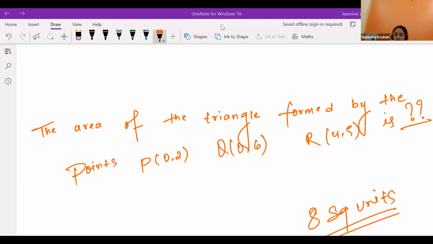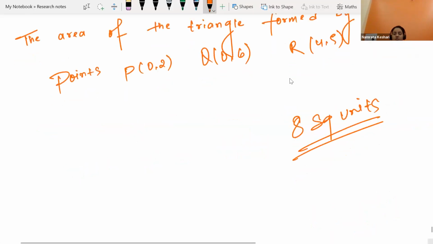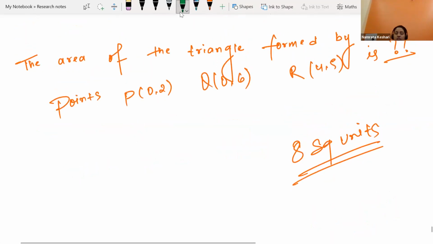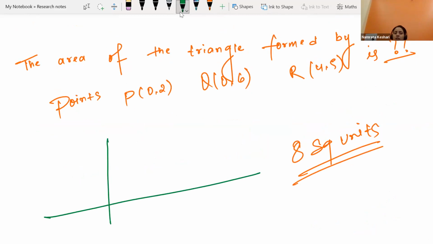Okay, let's discuss it. Are you done, Sazia and Safia? What will be the area? 8 square units, that's what Tejas said. It says the area of a triangle formed by these 3 points. One of the points is (0, 2), x is 0 and y is 2. Another point is (0, 6), x is 0 and y is 6.